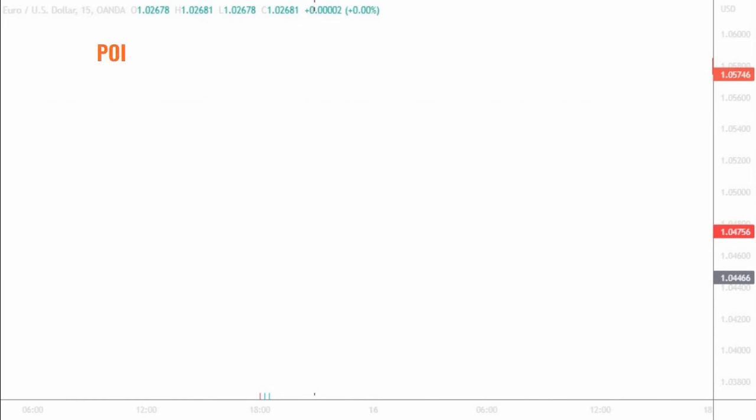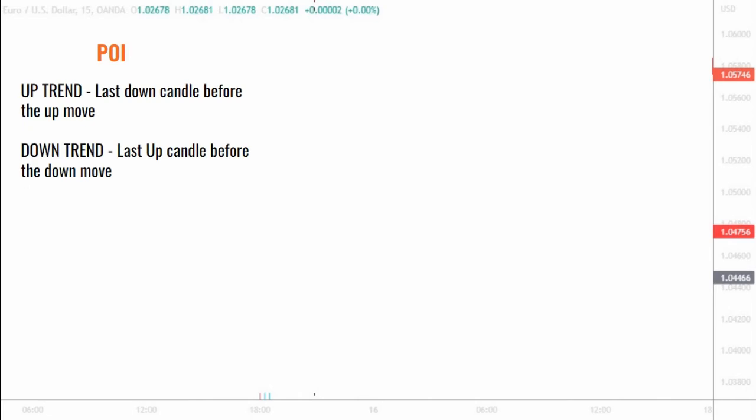So to identify your POI is quite simple. In an uptrend, the last down candle before the up move will be your POI, and in a downtrend, the last up candle before the down move will be your POI.